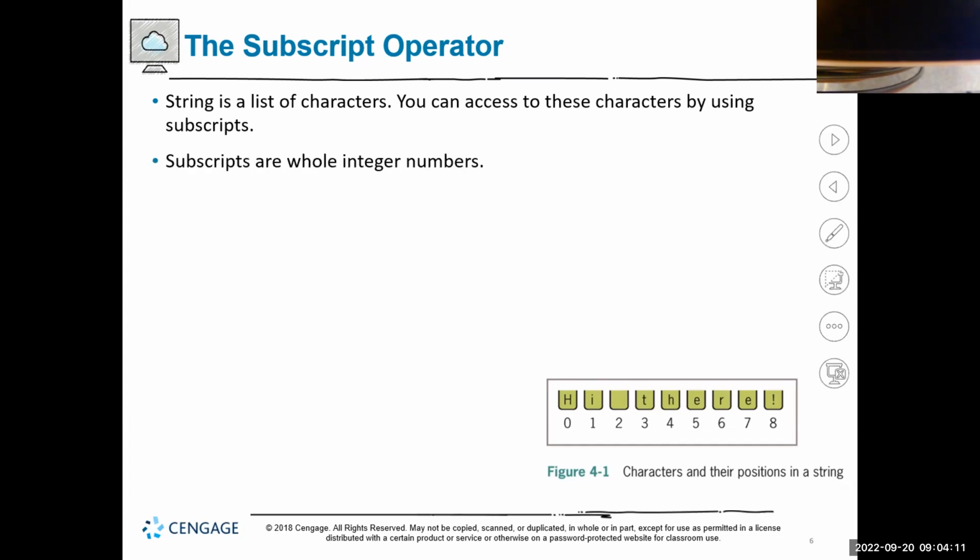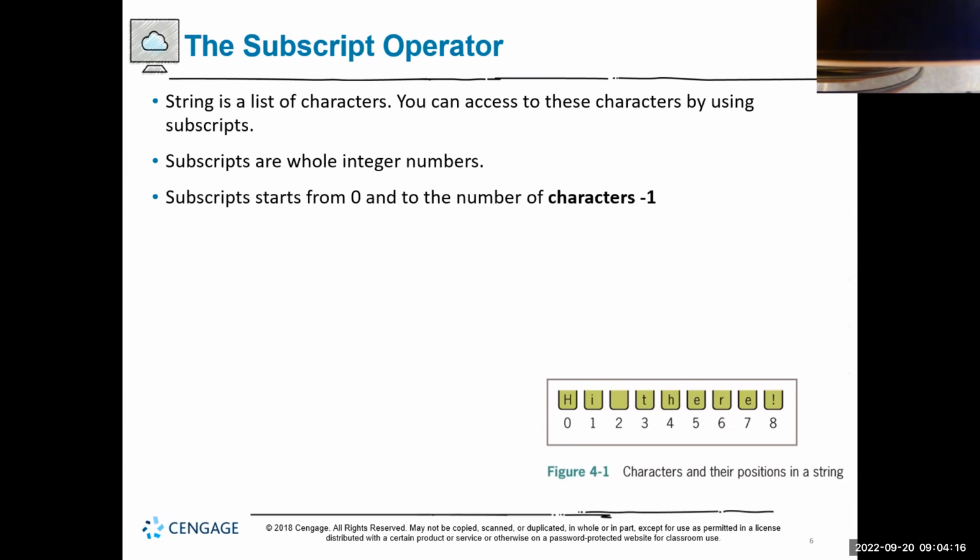Remember the subscripts are whole integer numbers, and the subscript starts from 0 and goes to the number of characters minus 1, the same as when you work with an array. Think about this string here. In it you have 9 characters: 1, 2, 3, 4, 5, 6, 7, 8, and 9. The subscripts start from 0 and go up to 8, which is 1 less than the number of characters. That's the thing you have to remember when you work with strings.